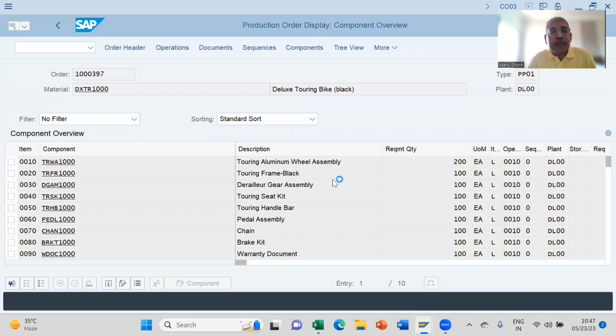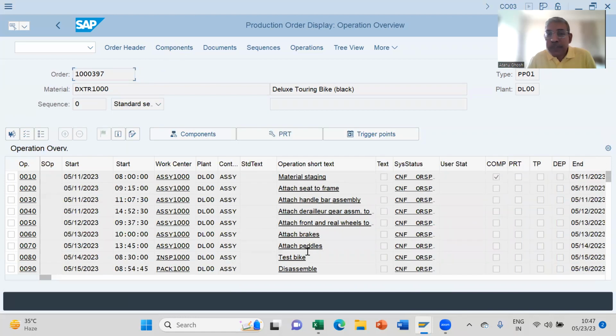Similarly, if you look at the operations, these are the operations that are required: material staging, attach seat to the frame, etc. And these are the work centers where these operations are being carried out. Now, these operations also require a standard time to be performed, which is there in the routing of the production order. However, while performing the operation, actual time required might be more than the standard time. And this has been recorded while confirming the production order, and this will lead to the variation in the process.